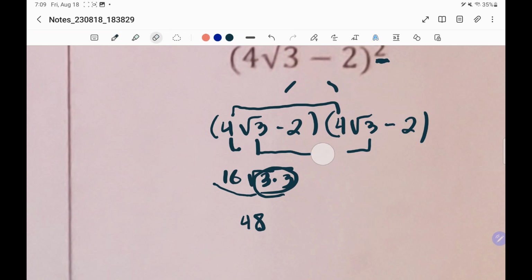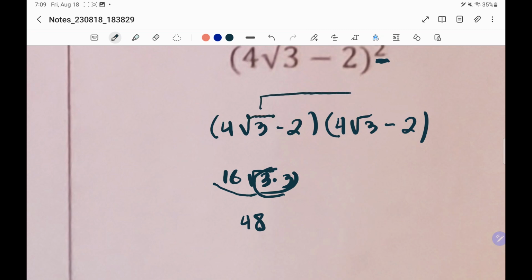Now I'm going to go ahead and go back. I'm going to erase this real quick. And I'm going to go ahead and multiply this guy with the 2. Okay, all I'm really going to do is multiply my coefficients and keep the same radical.